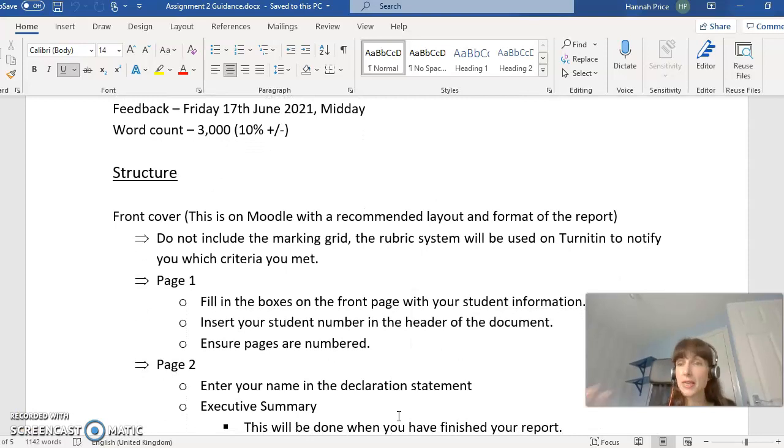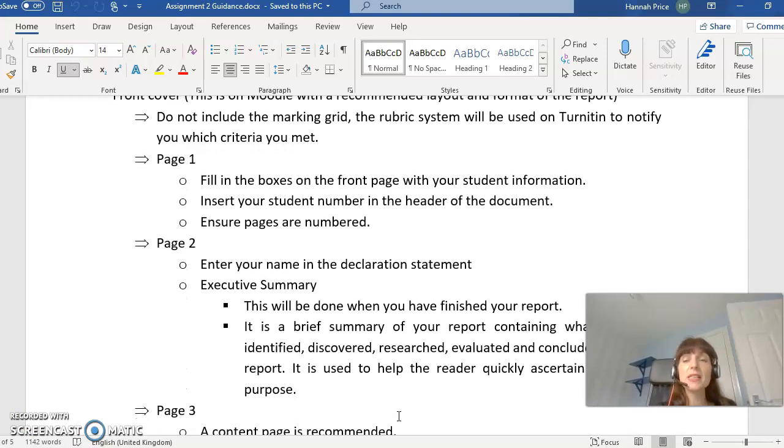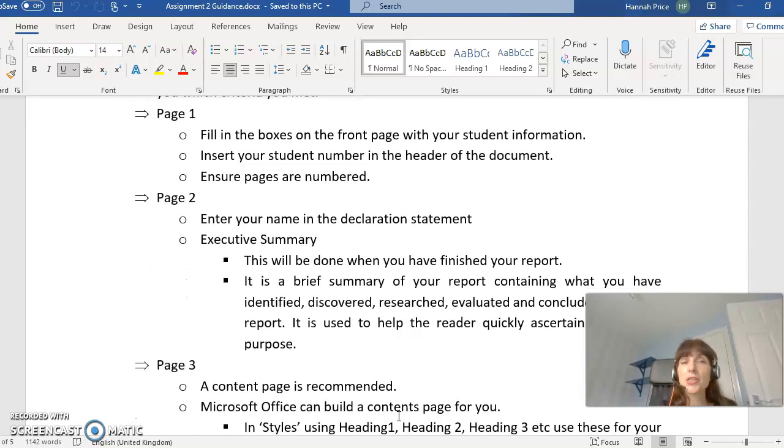So here it is, it's on Moodle, it's under reassessment, so I've put it there for ease of access, okay. So we are expecting you to have a cover page, a contents page. We are expecting you to have an executive summary, which is included in the word count. So you don't get any extra words for that. You'd write the executive summary at the end, and it would just be an overview of the things you've covered.